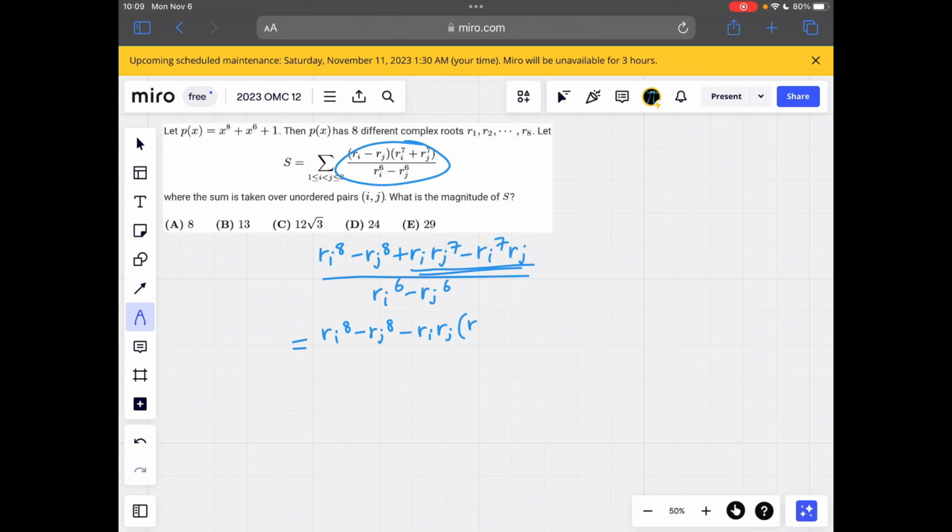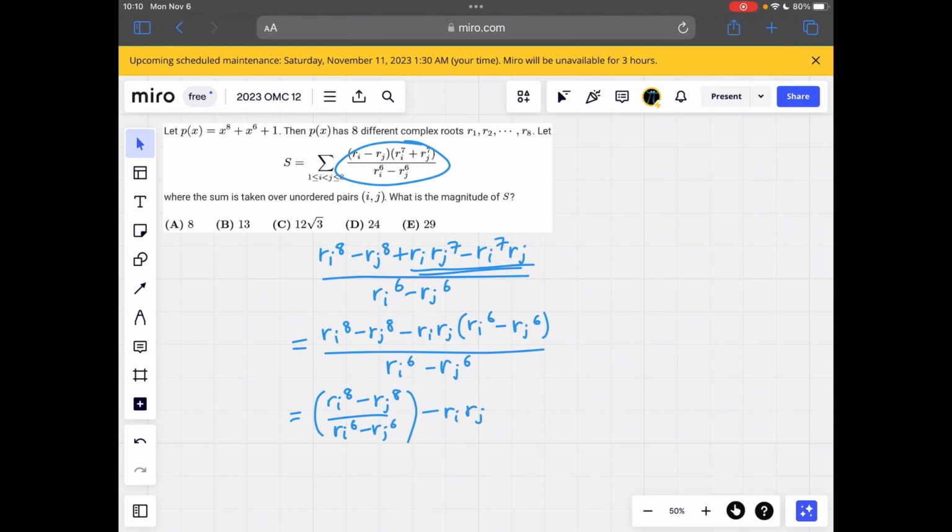So if we add those up, it would be ri to the 6th minus rj to the 6th over ri to the 6th minus rj to the 6th. And we see that these two numbers are the same thing. So we can just do ri to the 8th minus rj to the 8th over ri to the 6th minus rj to the 6th minus ri rj. And we want to sum this quantity over unordered pairs ij, where i and j are between 1 and 8.